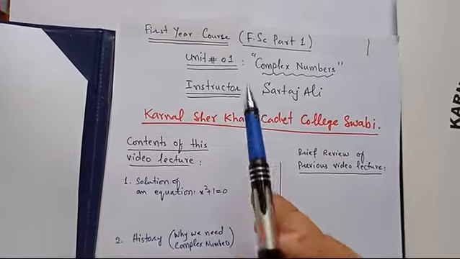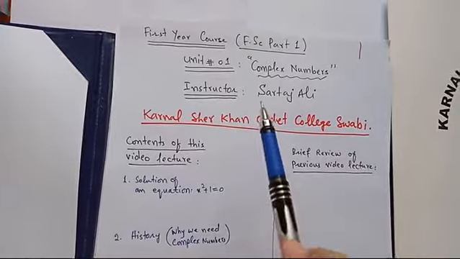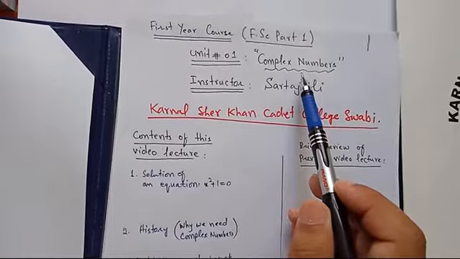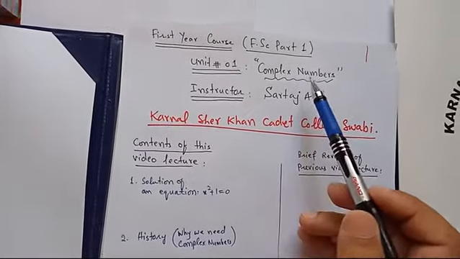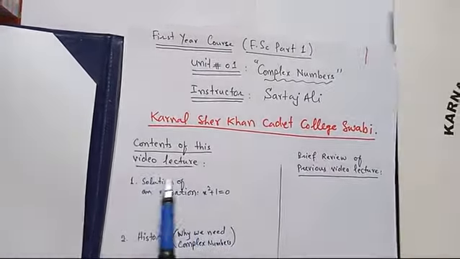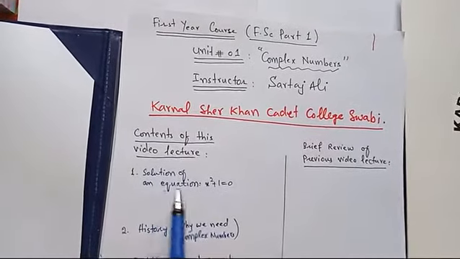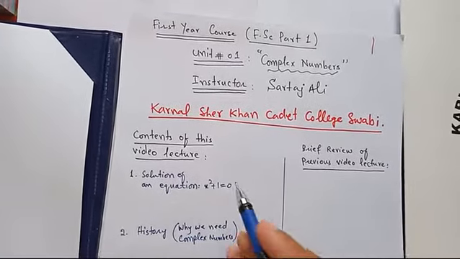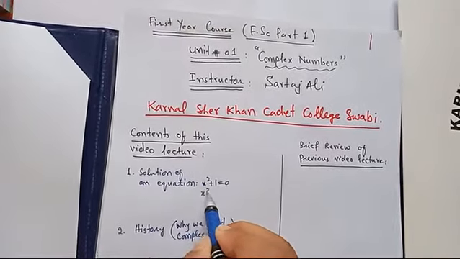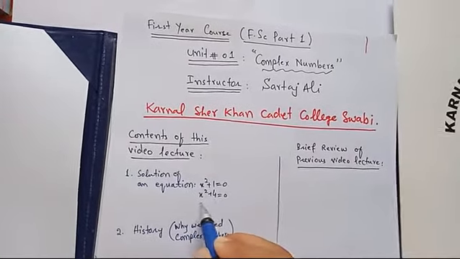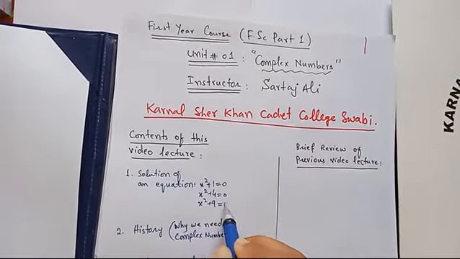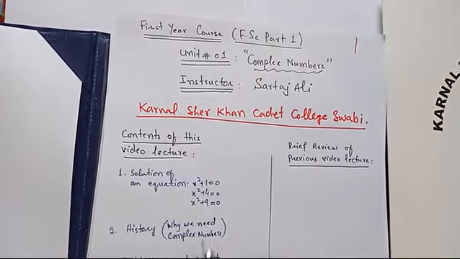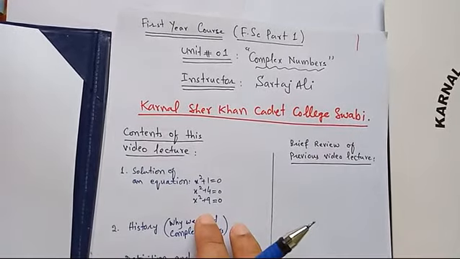Bismillahirrahmanirrahim. This video is about to discuss complex numbers and the set of complex numbers. The contents of this video lecture are the solution of an equation which may be x square plus 1 equal to 0, or such type of equations like x square plus 4 equal to 0, or x square plus 9 equal to 0. First of all, we will discuss what will be the solution of such type of equations.